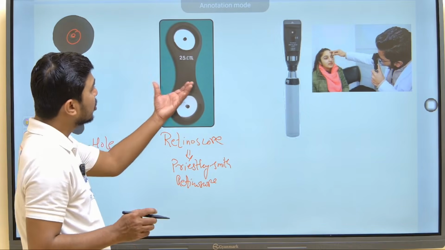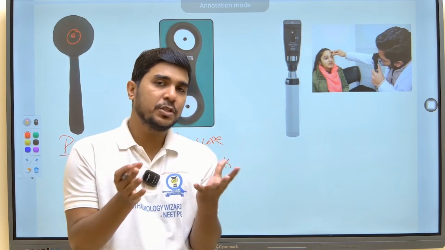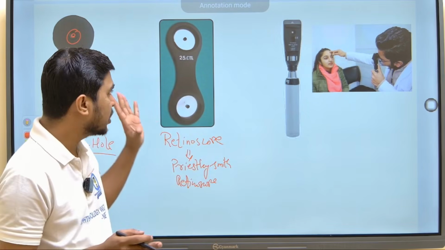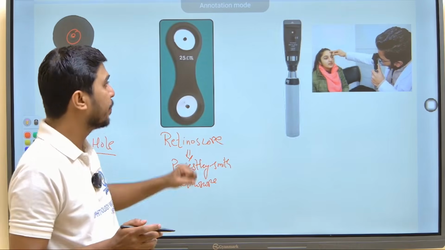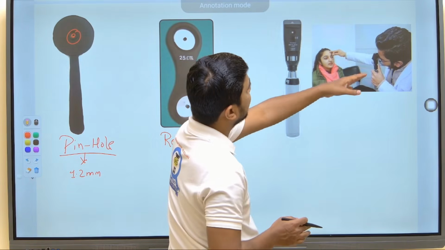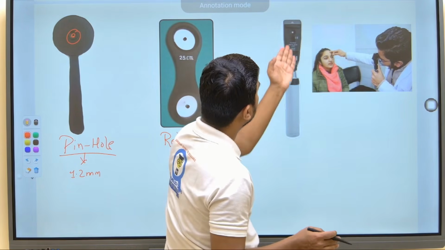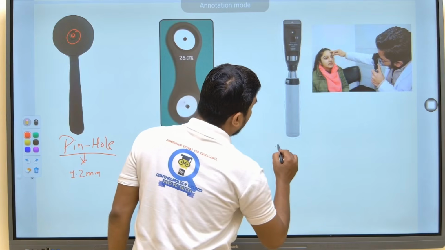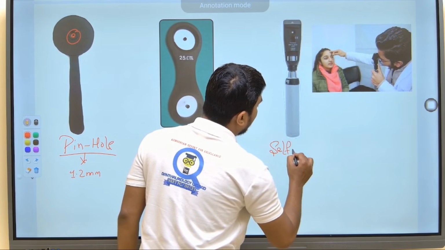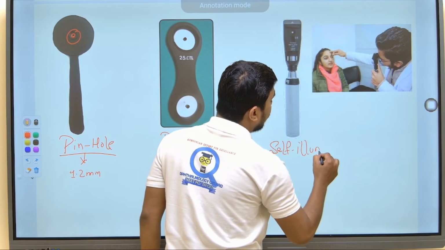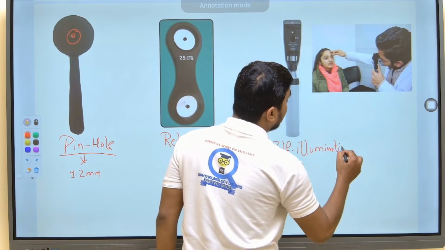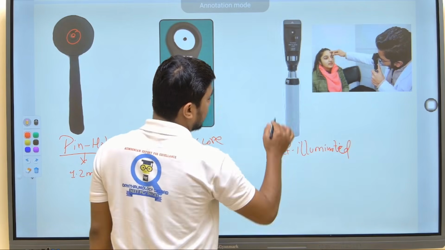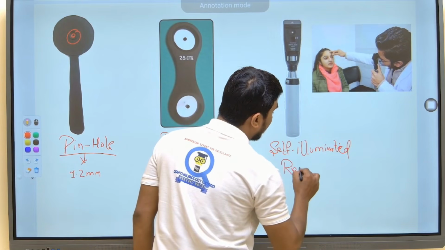This retinoscope is not being used nowadays. Understood? You just need to remember the name. What is this? And this person is using this instrument only. So this is a self-illuminated retinoscope. Self-illuminated means they have their own light source.